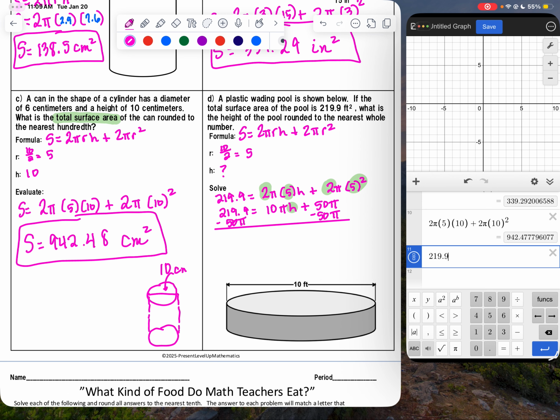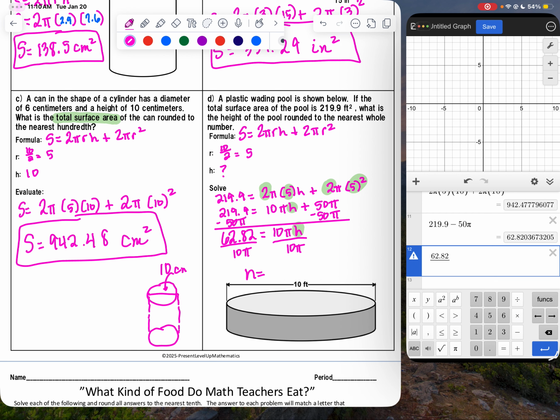219.9 minus 50 pi would be, I'm going to write it down as 62.82 equals 10 pi h. Now, again, what I'm trying to do is get this expression by itself. So I need to divide both sides by 10 pi. So 62.82 divided by 10 pi.